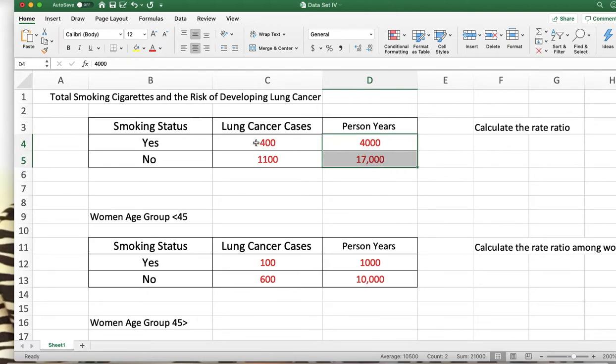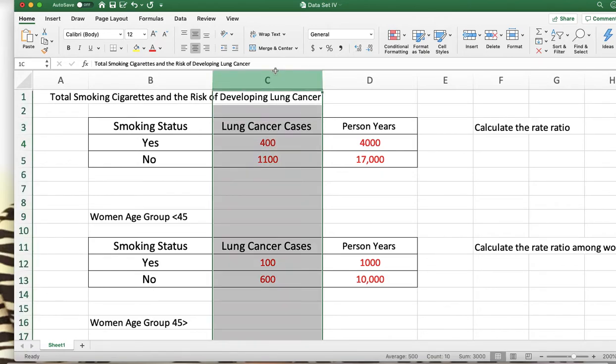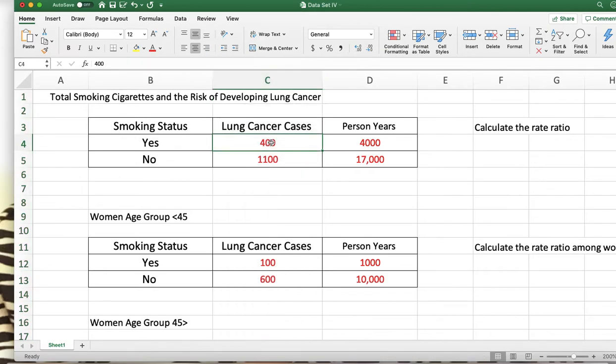To calculate the rate of developing lung cancer among individuals who smoke cigarettes, we look at the column, which is column C, and then we look at where this is located. It's in the 4th row, so this position is C4. So we write down our equal sign, C4 divided by D4, and that gives us 0.1.